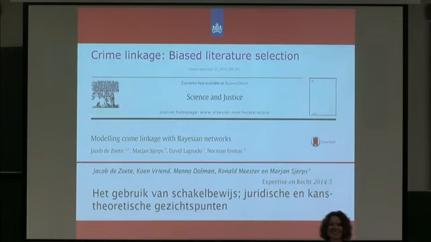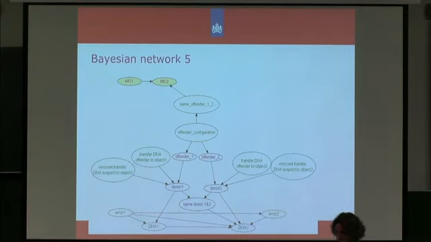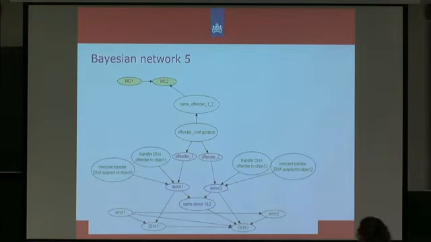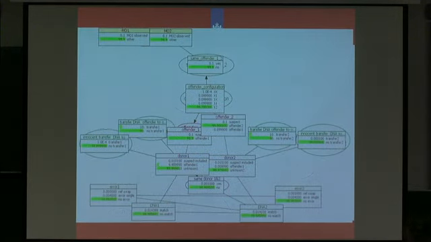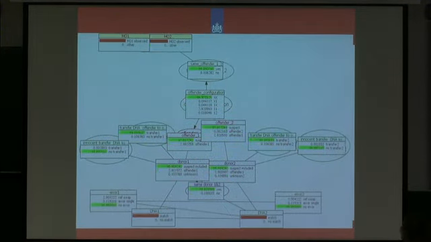Here again is my biased literature selection, which now is the paper by Jacob, and another paper by Jacob, which is in Dutch, for the Dutch people. So this is a small Bayesian network. Here we have the modus operandi being the same. Here we have 2 cases, different offenders. What is the effect of the modus operandi being the same? Well, you can play with it, you can instantiate the DNA matches and see what happens. Also, I put in here the observed things.